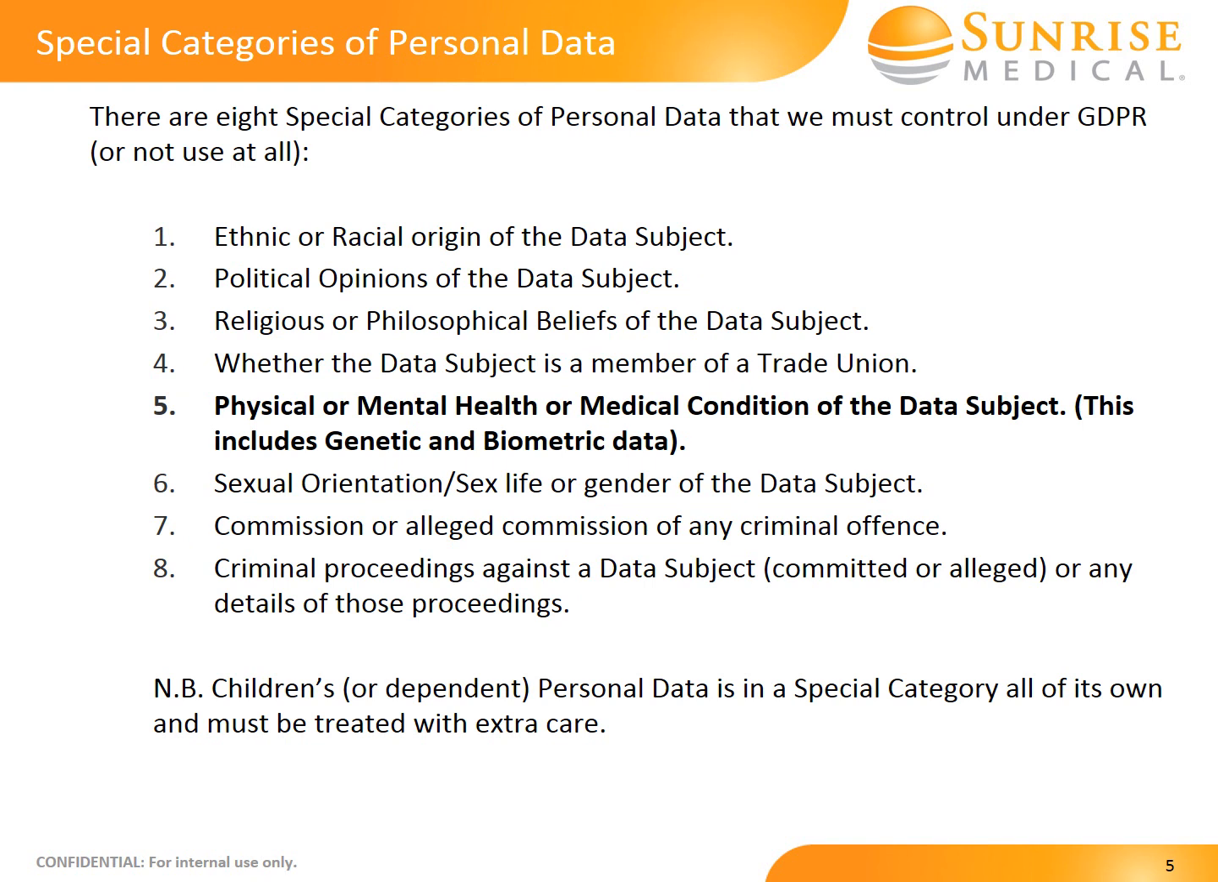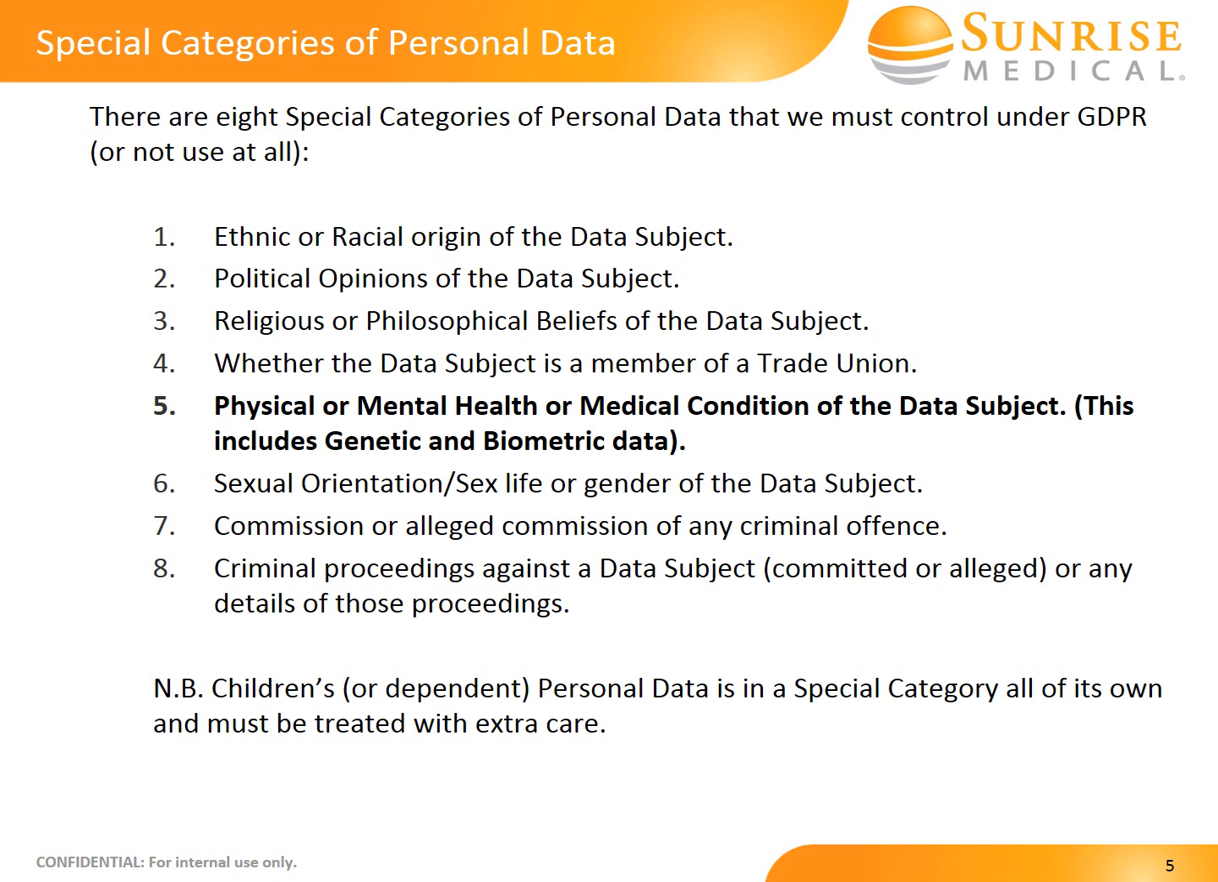This is the area which GDPR really focuses on. So there are 8 specific areas. So you've got ethnic and racial origin of the data subject. Remember the data subject being a European citizen or resident. Their political opinions, religious or philosophical beliefs, whether the data subject is a member of a trade union. Number 5 has been highlighted for a reason. This is very obvious for us. It's physical or mental health or medical condition of the data subject. And this does include genetic or biometric data, which may be useful for us in the future.